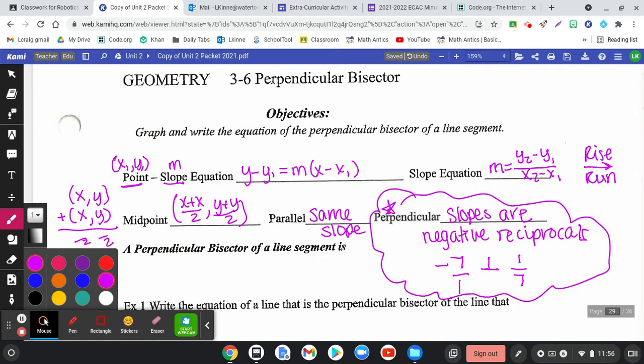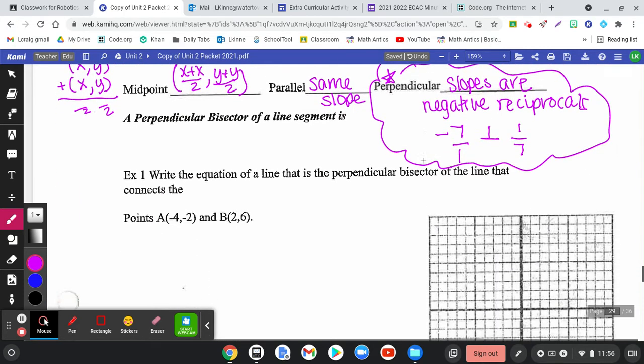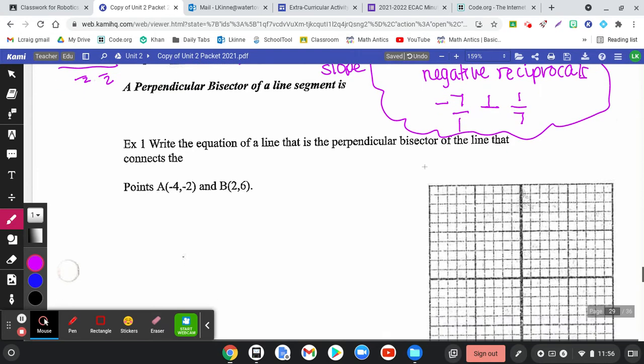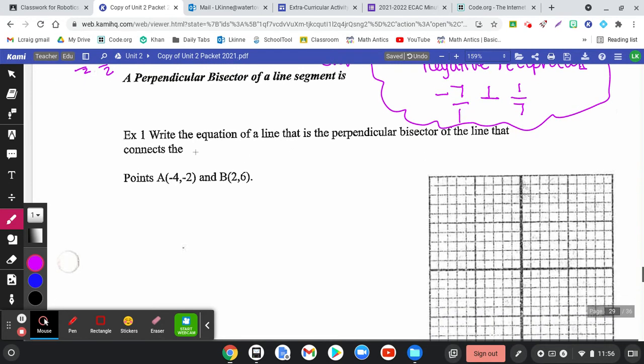Also, don't forget about your standard slope-intercept equation, y equals mx plus b. All right, so let's get started. We're going to just do a couple examples together, and again, we're going to get more practice tomorrow. It says write the equation of a line that's the perpendicular bisector of the line that connects these points.